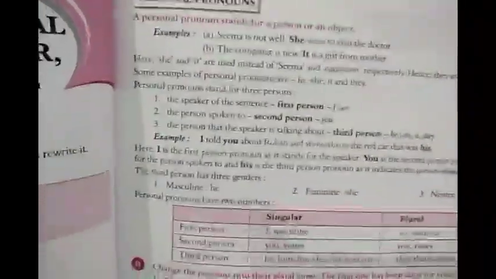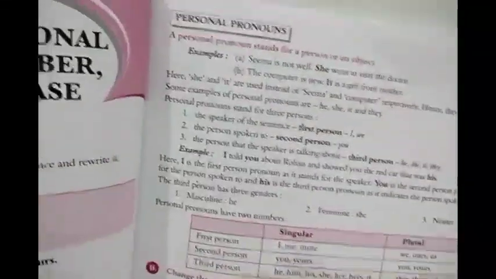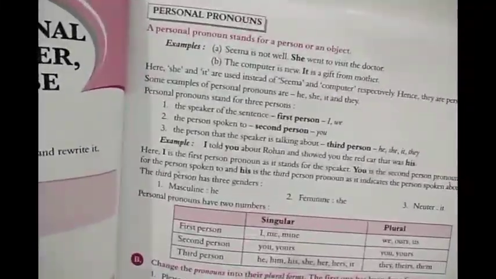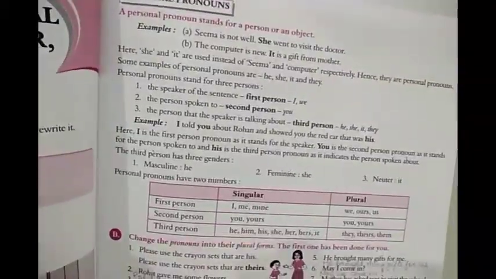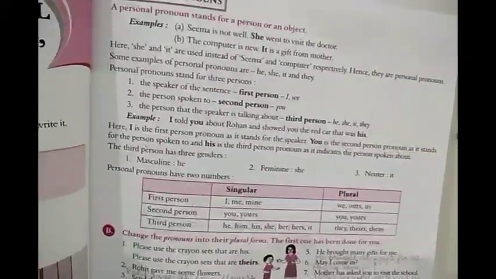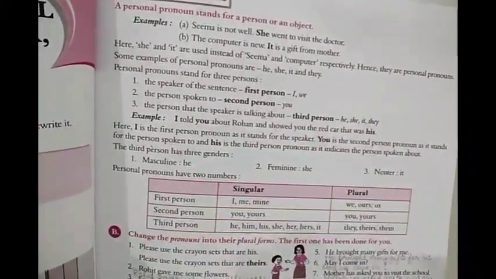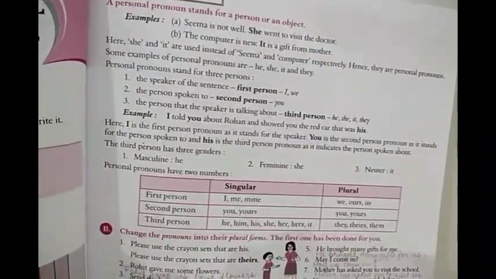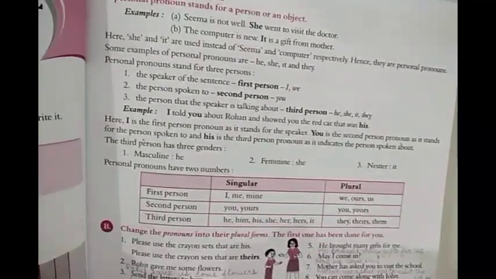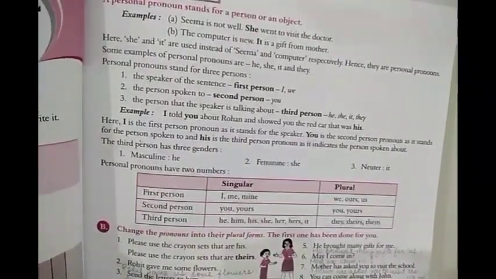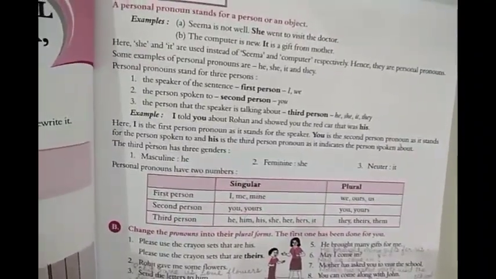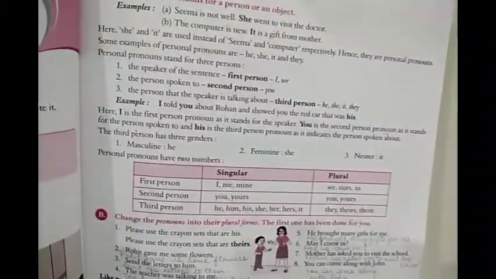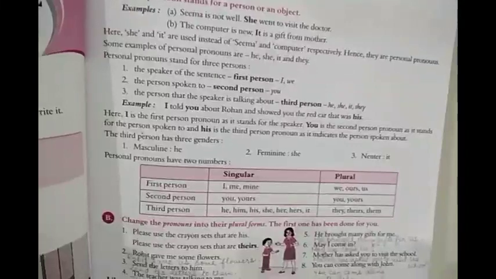Now personal pronouns stand for 3 persons. Here you can see 3 persons. Now what are these 3 persons? The first person is the speaker of the sentence, that is I, singular, and in plural it will be we. If I am speaking, I will be the first person. And then the second person is the person spoken to. If I am speaking to you, then you will be the second person. So the pronoun you is second person. And the third person will be the person that the speaker is talking about: he, she, it, they. So I'm talking to you about someone else. So that is the third person.